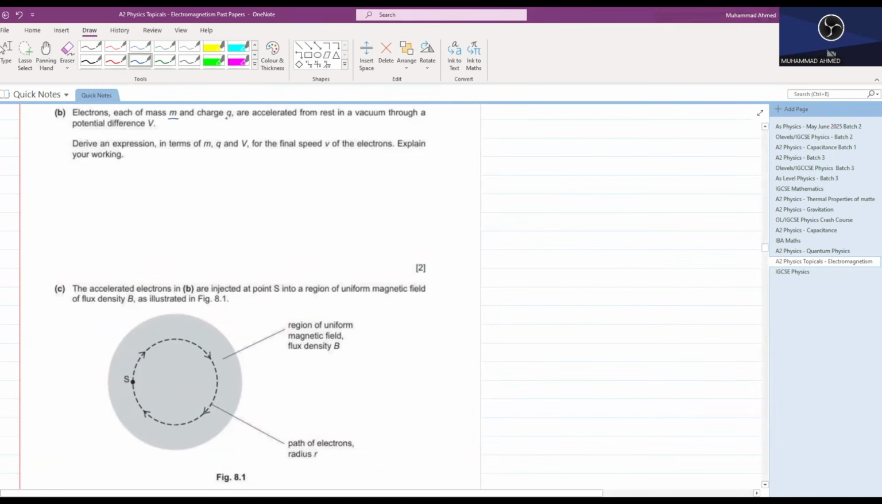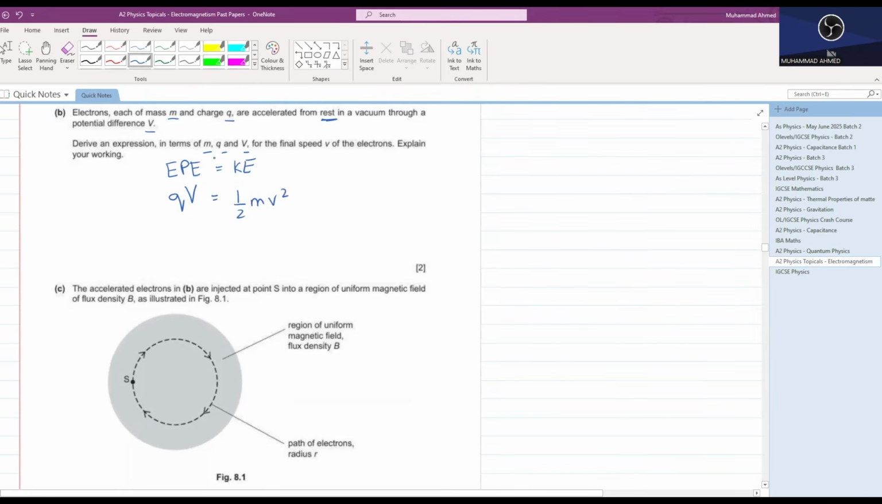Electrons each of mass m and charge q are accelerated from rest, in a vacuum, through a potential difference V. Derive an expression in terms of m, q and V for the final speed v of the electrons. Explain your working. So what will we say? Electric potential energy is equal to your kinetic energy. What was the formula for electric potential energy? Charge into the electric potential. What was the formula for kinetic energy? 1 upon 2 mv square.